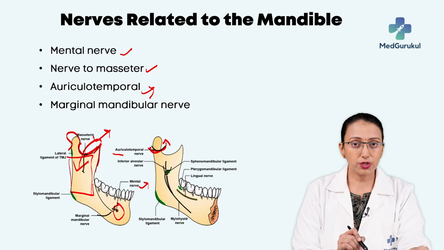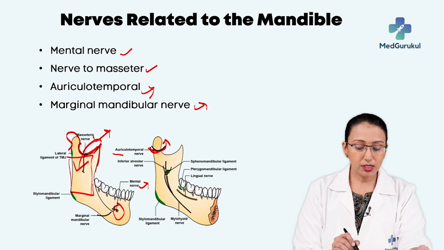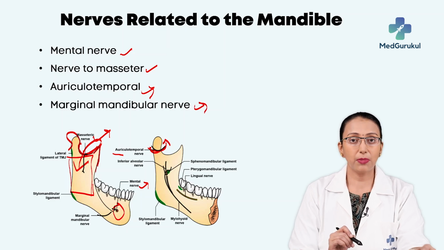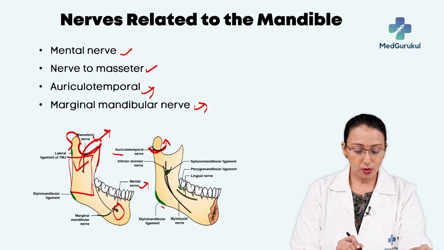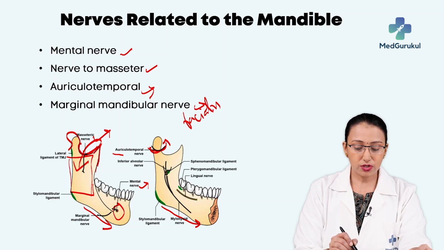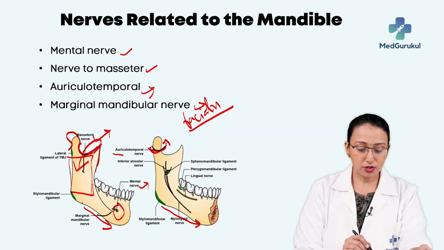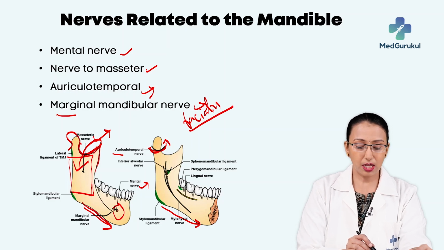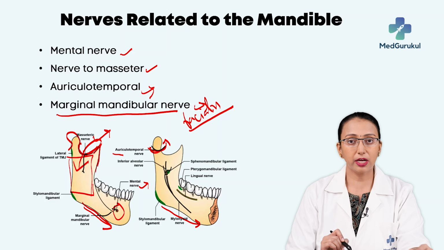This is the question asked usually. Which is the nerve related to the neck of the mandible? It is the auriculotemporal nerve. Then the marginal mandibular branch, or marginal mandibular nerve. Along the lower margin of the mandible there is this nerve, a branch of the facial nerve, given off along the margin of the mandible, hence the name marginal mandibular nerve.